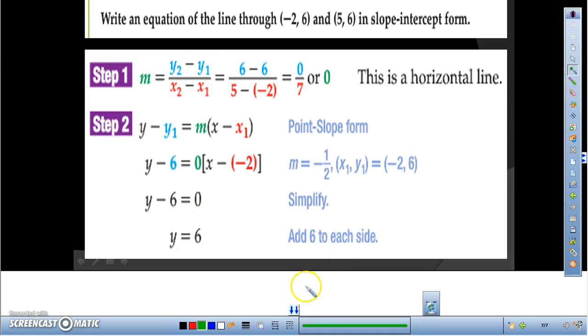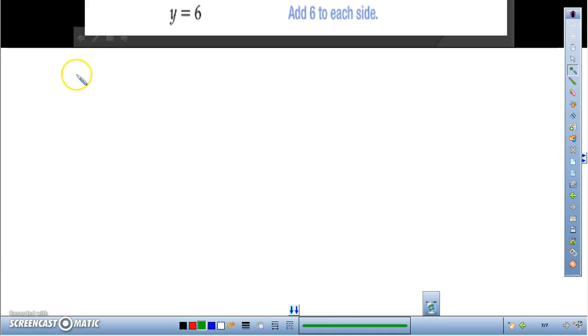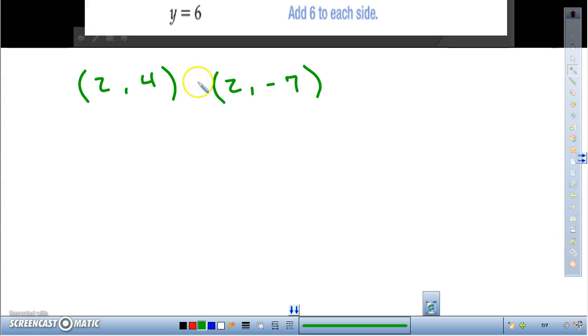If you were given, say, these 2 points, (2, 4) and (2, -7), and you were asked to write an equation in slope-intercept form here. Okay, well, I would first go about finding the slope, or notice that I have the same x value. Well, what's going to happen when I find the slope is I'm going to get an undefined slope.